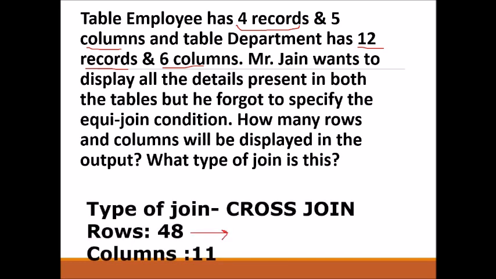48, how did you get 48? That is 4 records here and 12 records here. 12 into 4. Cardinality is multiplied. Cardinality means number of records. Number of records are multiplied. Number of columns are added. So you got 11, because here there are 5 columns and 6 columns. So 5 plus 6 is 11. Number of columns are added. Number of rows are multiplied. So 4 into 12 is 48 and 5 plus 6 is 11.